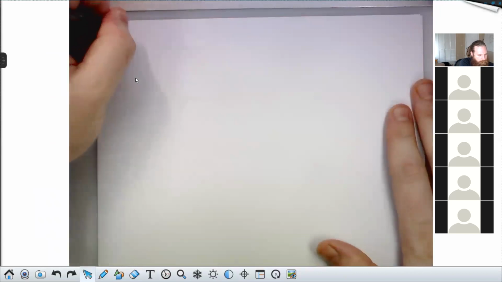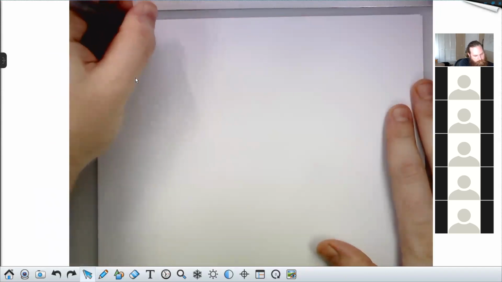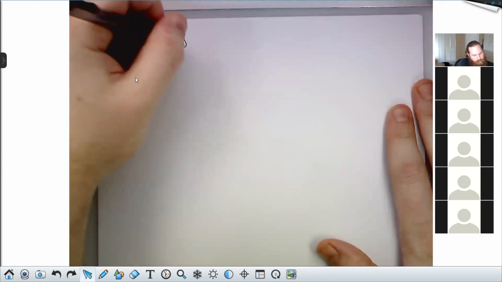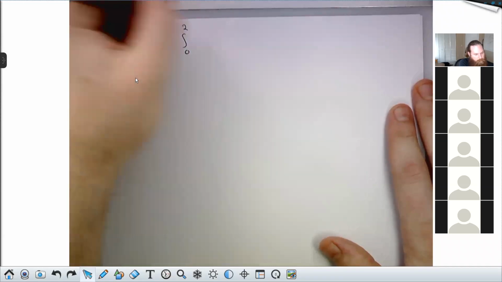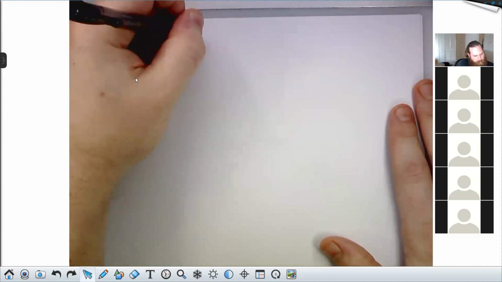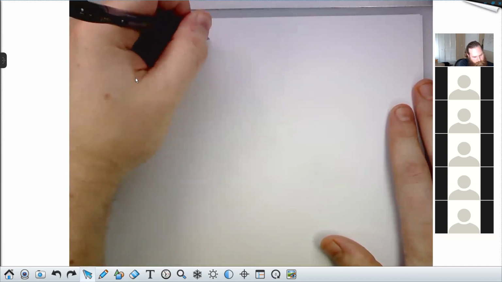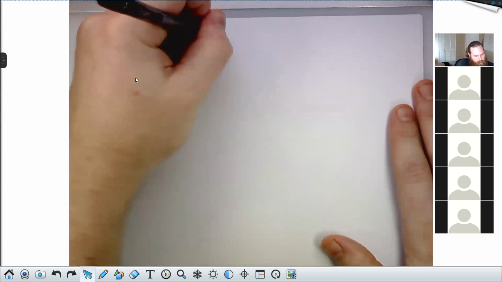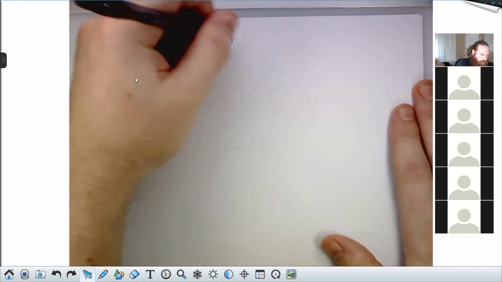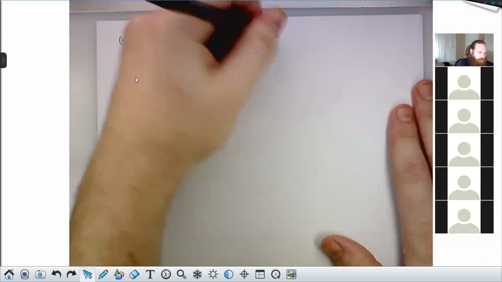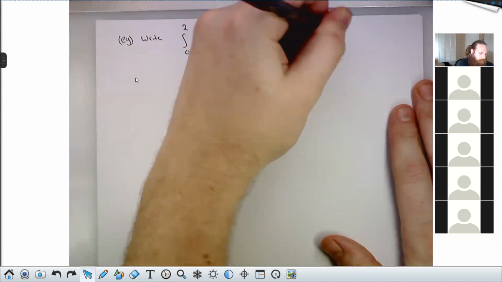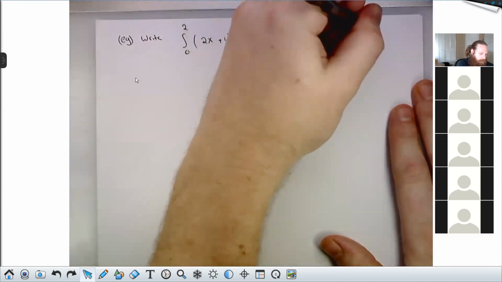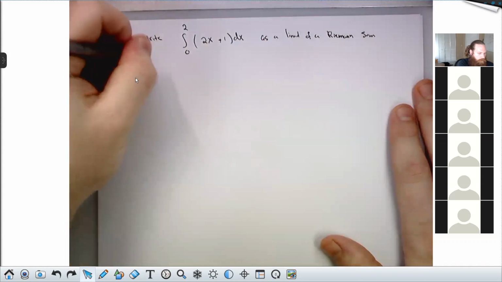So let's write the integral of, let's go from 0 to 2 of, how about, 2x plus 1 dx as a limit of a Riemann sum, and then evaluate that limit.